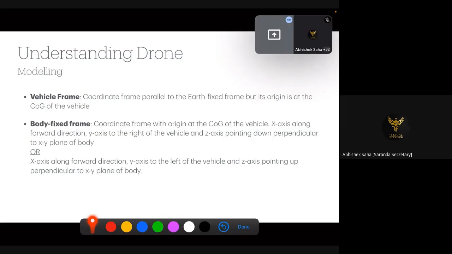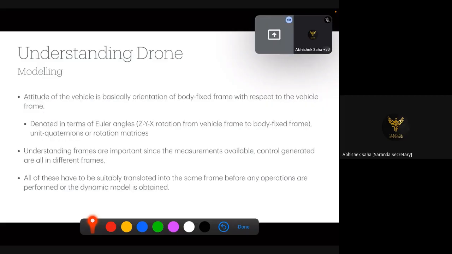Once we have established this notion of frames, we define the attitude of the vehicle as the orientation difference between the body fixed frame and the vehicle frame. With these two frames' orientations defined with respect to each other, we can transform forces from one frame to the other and write down our force balance equations or moment balance equations. That is what forms the dynamics of the UAV. So understanding these frames is very essential.